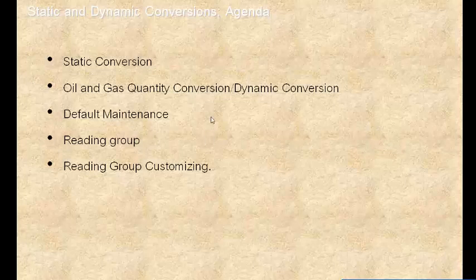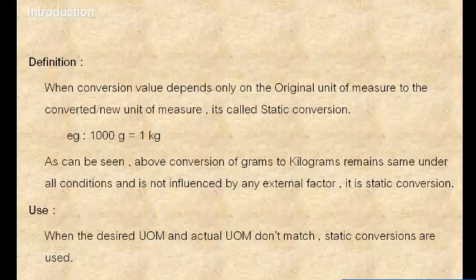As a QCA, in the QCA topic, we should know at least these parameters: what is the static conversion, what is the dynamic conversion, how the system does the default maintenance for that, and what the reading route and customization of that are. These are the minimum things we should know for the QCA. Static conversion is normally a standard one, wherever you see normal products other than oil and gas, chemicals, and all other businesses.